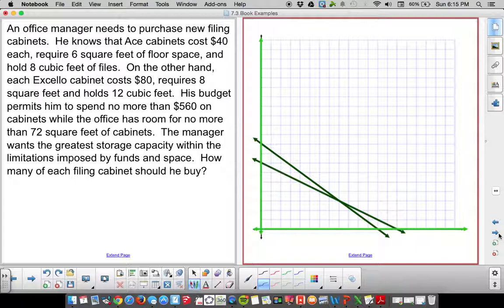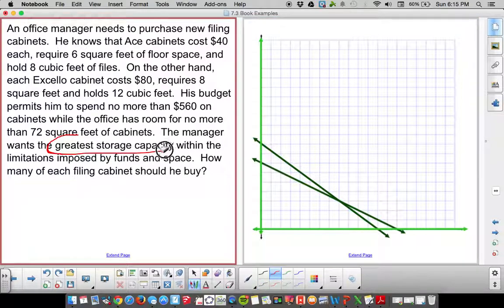Okay, so what we're trying to do here is maximize our storage capacity. Storage capacity is in cubic feet because that's volume, so you need to be able to recognize the relationship there. It also gives you more hints about what the constraints are going to be. Your limitations are imposed by funds and space. So we're going to have a funds constraint and a space constraint.